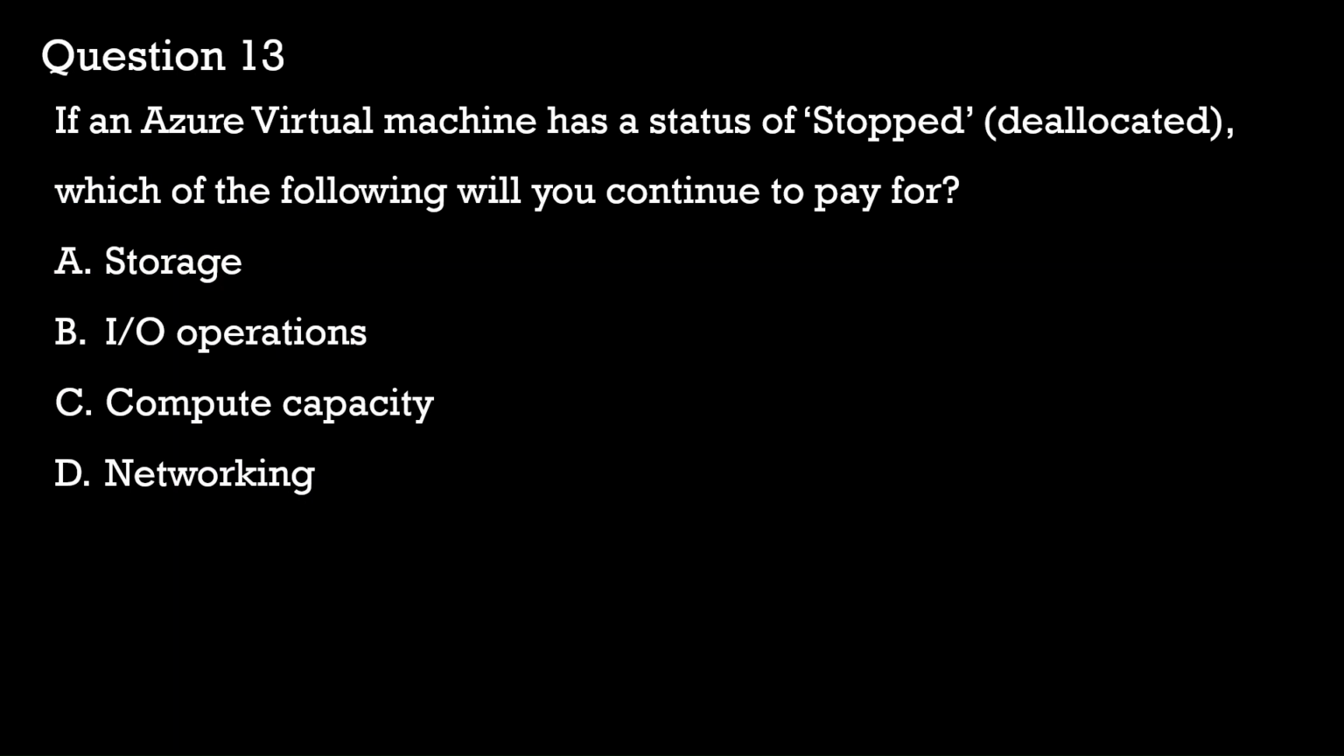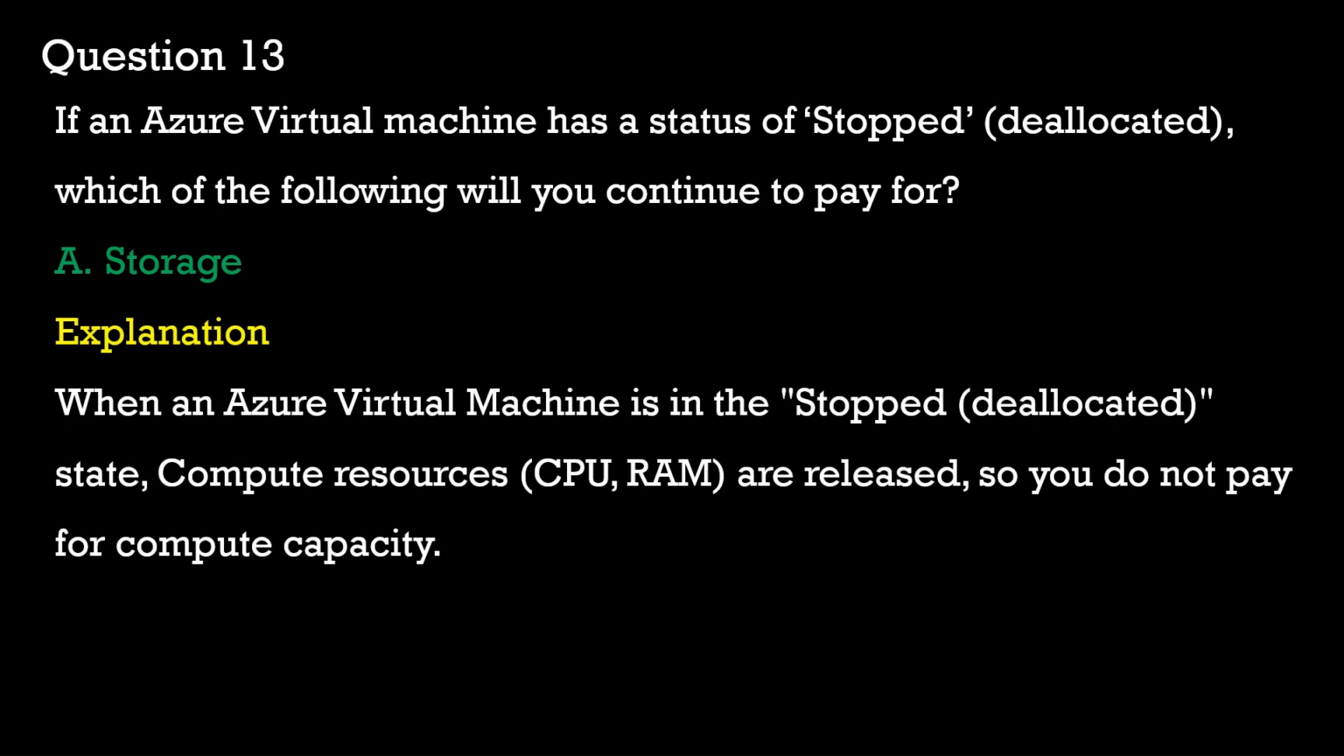You're also not charged for compute capacity because the virtual machine is already deallocated. And you're also not charged for networking. Networking charges will only apply when data is transferred, but this doesn't happen while the virtual machine is deallocated. So the only thing you pay for is option A, storage.